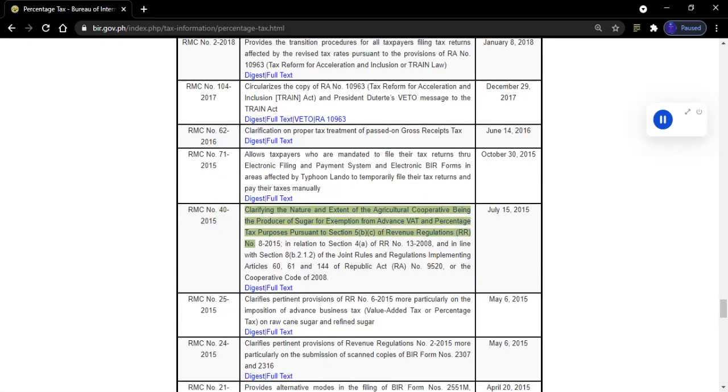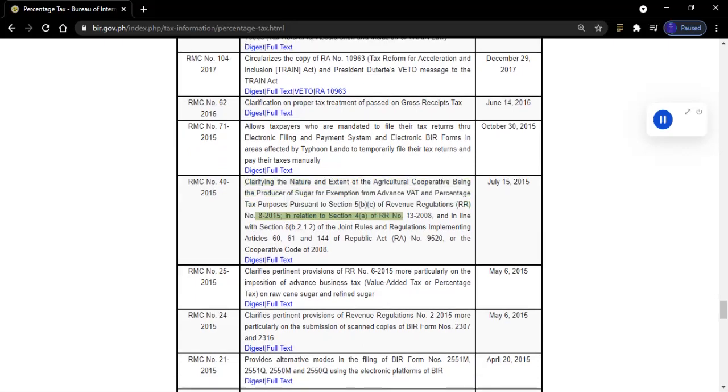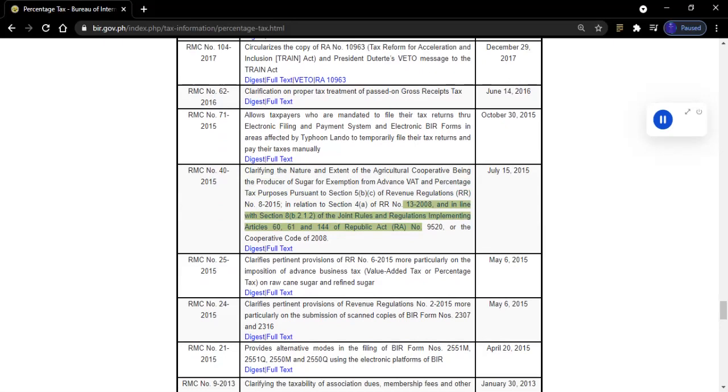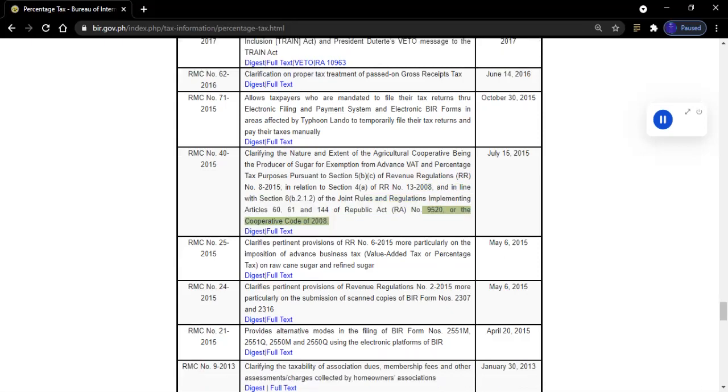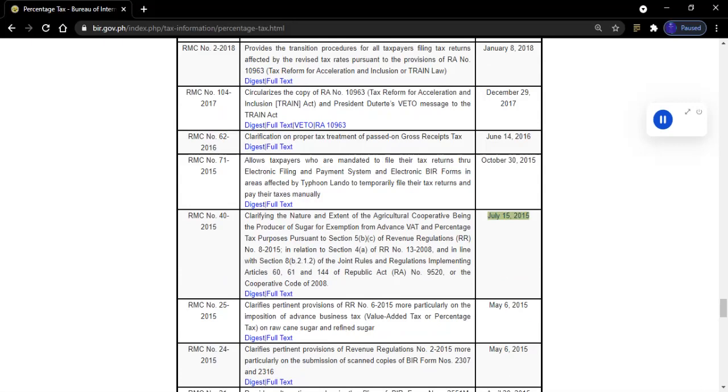40-2015. Clarifying the nature and extent of the agricultural cooperative being the producer of sugar for exemption from advance VAT and percentage tax purposes pursuant to Section 5B(c) of Revenue Regulations RR No. 8-2015 in relation to Section 4 of RR No. 13-2008, and in line with Section 8B 2.1.2 of the Joint Rules and Regulations implementing Articles 60, 61 and 144 of Republic Act RA No. 9520, or the Cooperative Code of 2008. Digest. Full text. July 15, 2015.